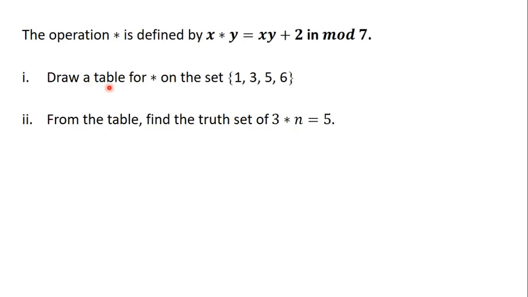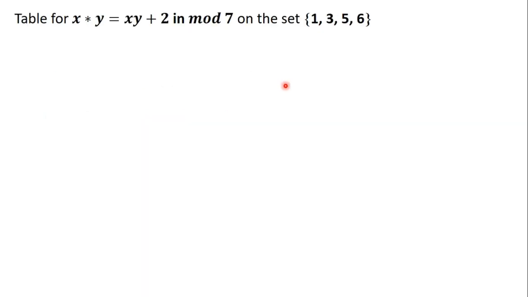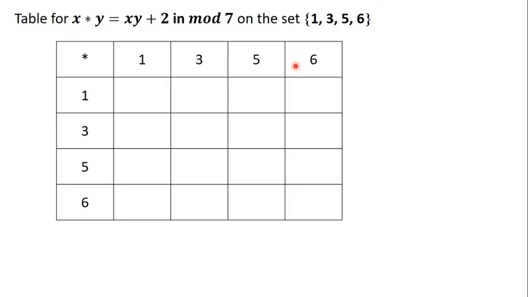So let's begin by drawing the table for star on the set 1, 3, 5, 6. We have been given a set of numbers in the question. The set is 1, 3, 5, 6. So we are going to use this set to draw the table. We have 4 values in the set. So we are going to draw a table with 5 columns and 5 rows.